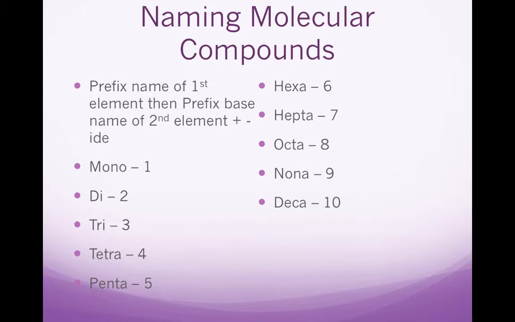Okay, here's how we name molecular compounds. It's pretty straightforward. So you have the prefix, then the name of the first element, then the prefix and the base name of the second element plus ide. So same thing as before: chloride, fluoride, and so forth. And here are the prefixes. So mono is 1, di is 2, tri is 3, tetra is 4, and so on. And again, you don't need to memorize these prefixes either. They're also included on that packet on D2L for your quiz.